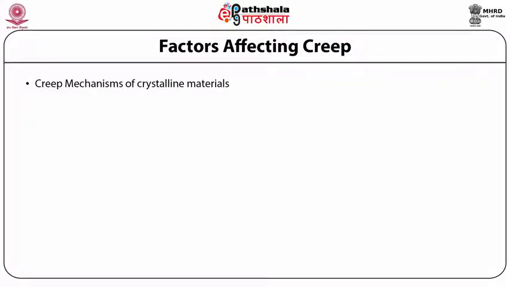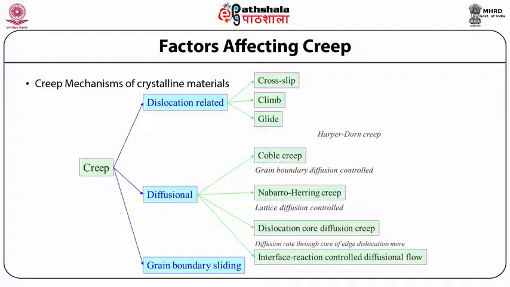The creep mechanisms of crystalline materials. Creep can be of three types, as we can see in the chart given below. Creep is first divided into three categories. The first one is creep related to dislocation, the second is creep related to diffusion, and the third is related to grain boundary sliding. Now the dislocation-related creep is further divided into three parts: cross slip type, climb type, and glide type.